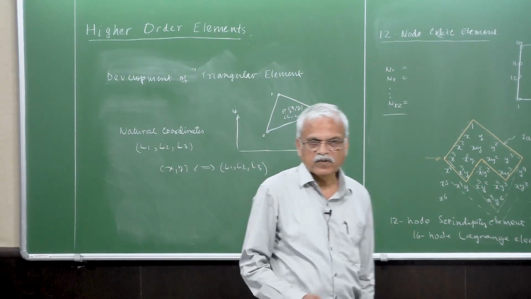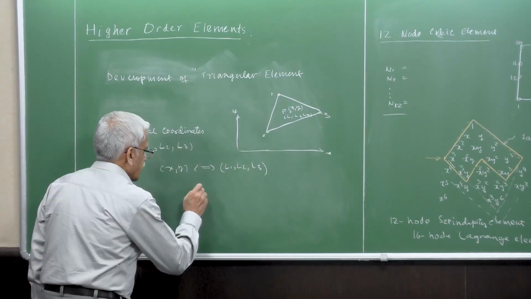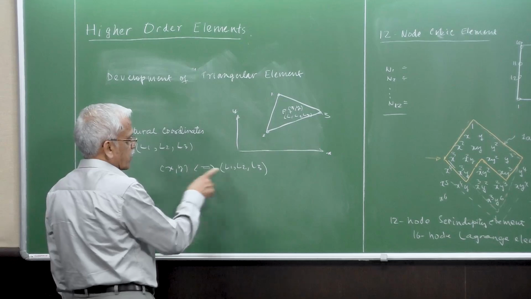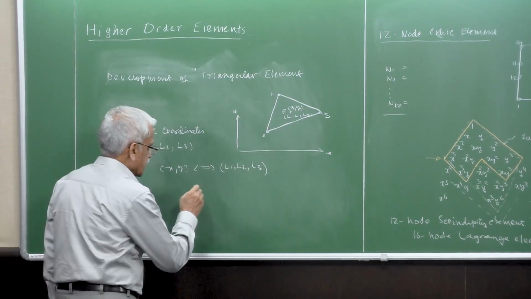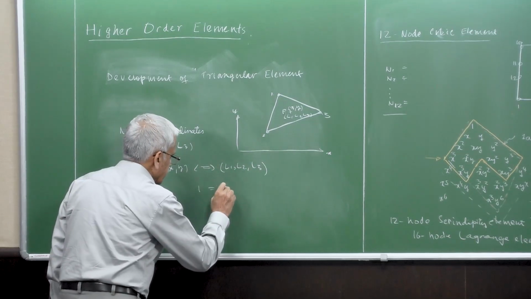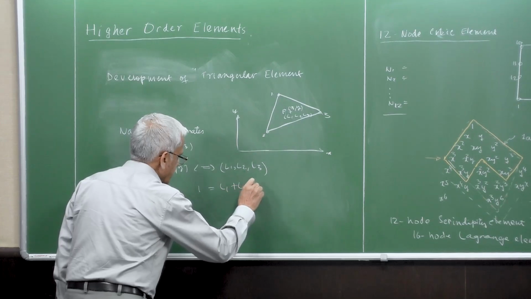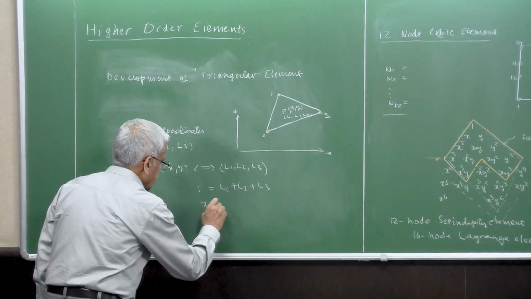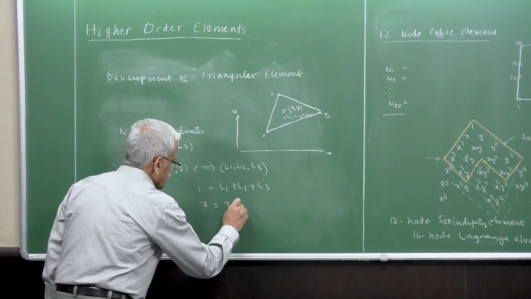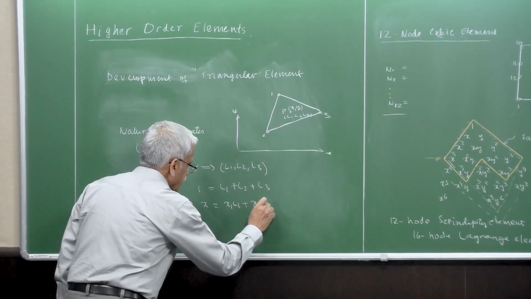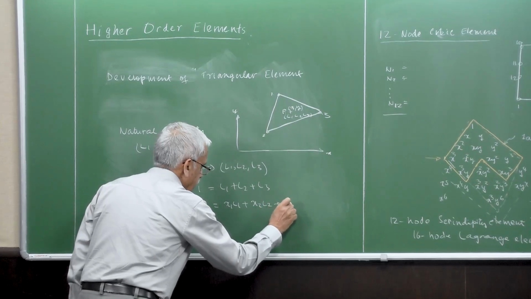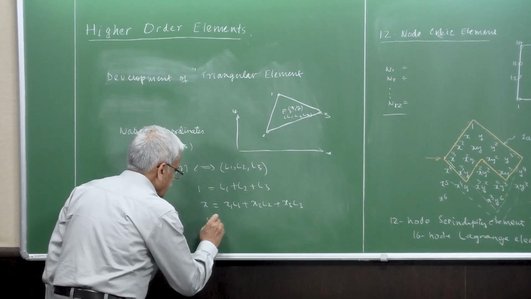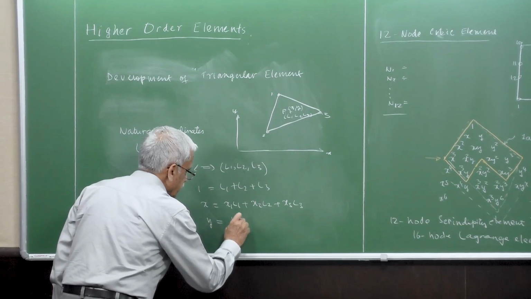So what is the transformation between these two? We'll see that though this is only 2 coordinates, this is 3. So that means there's one arbitrary relationship, that is the sum is equal to 1, and x is equal to x1 L1 plus x2 L2 plus x3 L3, and y is y1 L1.